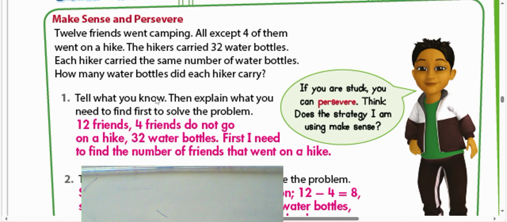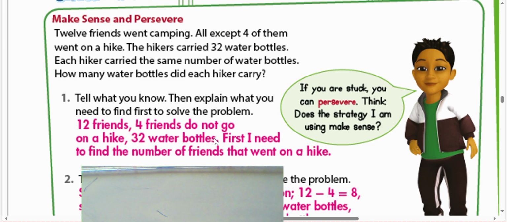The total number of friends was 12. 4 friends didn't go on the hike. Then 32 water bottles. First, I need to find the number of friends that went on the hike. If you study, you can persevere in the strategy I'm using. We can solve here by using the strategy. We have 12 friends who went camping, all except 4, meaning 12 minus 4 equals 8 went to hike. The hikers carried 32 water bottles. 32 divided by 8 equals 4.